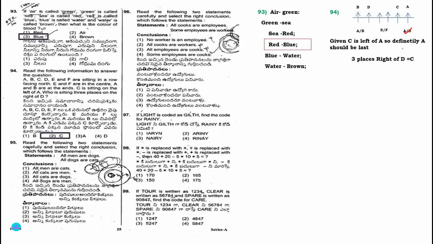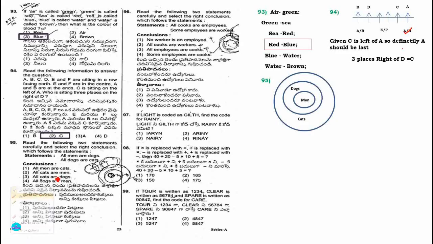Now 95th. Read the following two statements carefully and select the right conclusion statements. All men are dogs. All dogs are cats. Now what's the conclusion we are giving? All men are cats. Are all men cats? Yes, all men are cats. Now next, all cats are men? No, there are some cats which are not men also. So this option will be wrong. This is right.